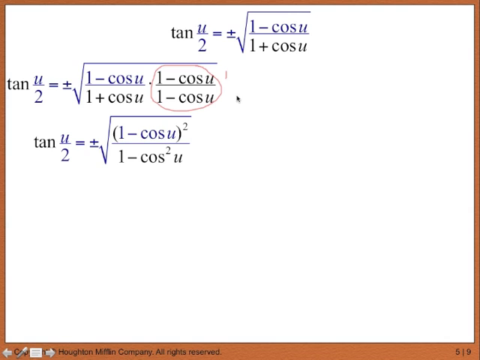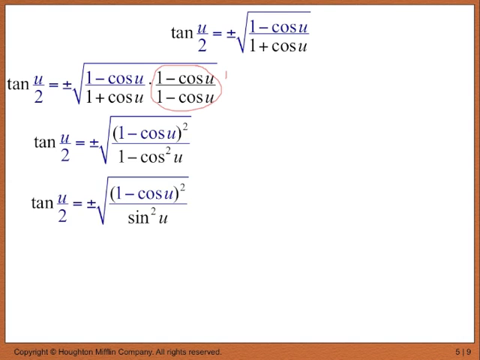Tan u over 2 equals plus or minus the square root of (1 minus cosine u) squared over (1 minus cosine squared u). Now, this stuff downstairs in the denominator, 1 plus cosine u times 1 minus cosine u, is a difference of squares, and so it's the same as 1 minus cosine squared u. And of course, the numerator, 1 minus cosine u squared, is just another way of writing 1 minus cosine u times 1 minus cosine u. Now, where does this get us?